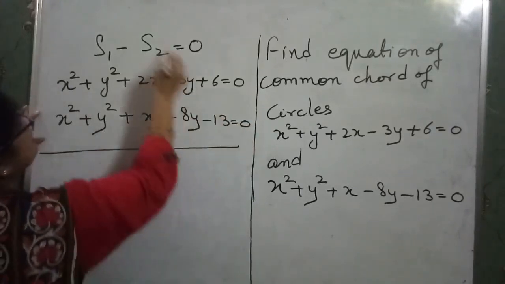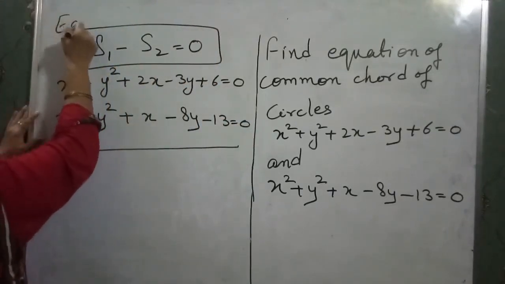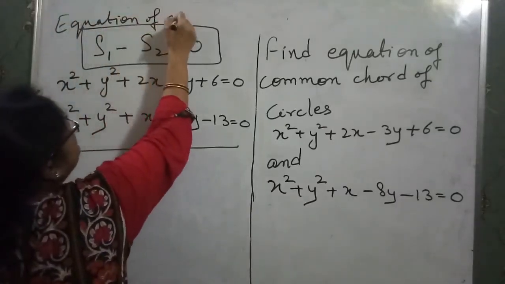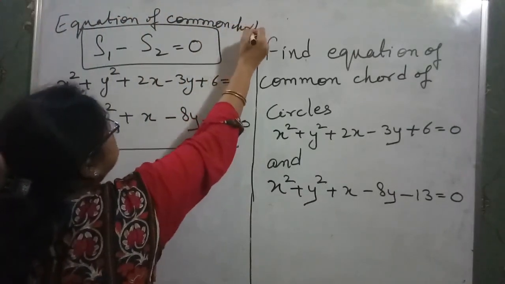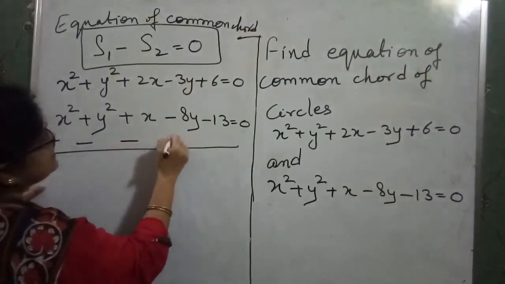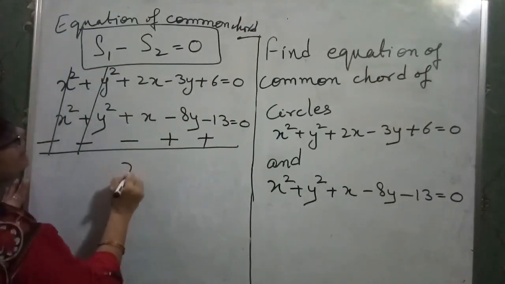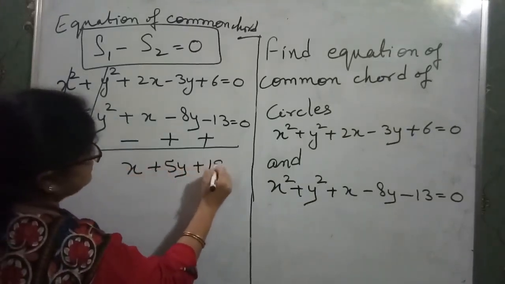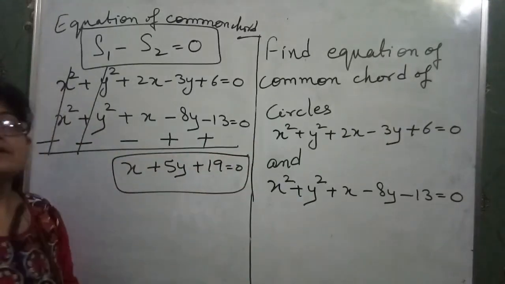So this is the formula for what? Equation of common chord. Write it in your notebook. Equation of common chord. Note it down. Clear? Now when we solve it, just change the signs so it gets cancelled. We have x plus 5y plus 90. Simple. So this is the equation of the common chord.